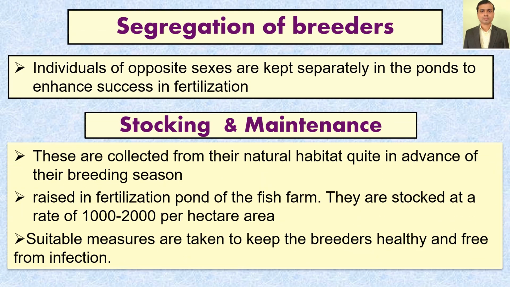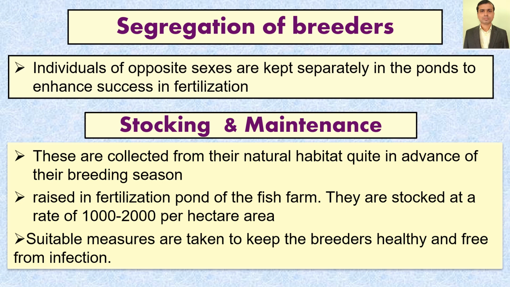The next step of induced breeding is segregation of breeders. Prior to the commencement of the breeding season, males and females must be segregated to get optimum reproductive activity in the fish. To do this, 2 months before the breeding season, males and female fishes are segregated and treated to monosex culture.